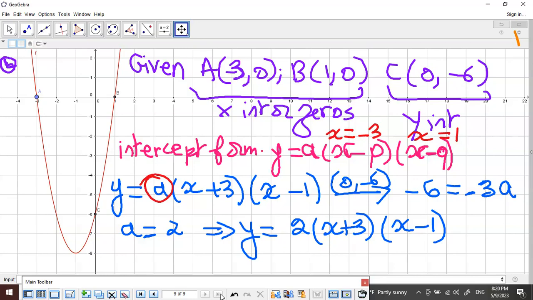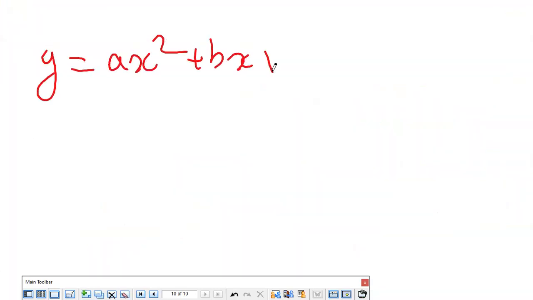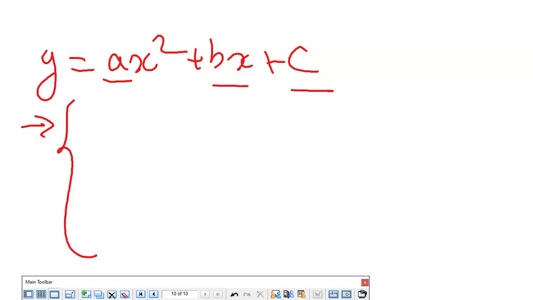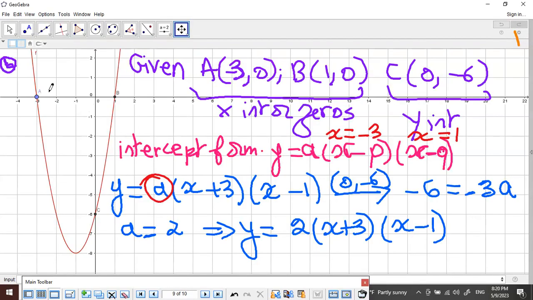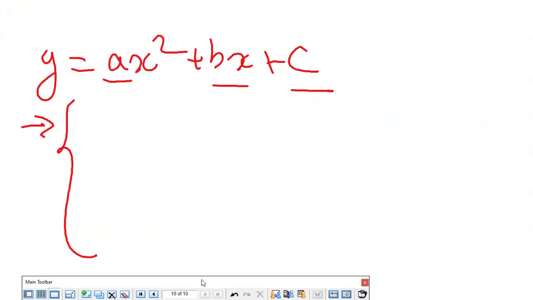Sure, you're going to tell me, Miss, I cannot use the standard form. Sure, I can use here y = ax² + bx + c, and I will have three unknowns, a, b, c. So I need a system of three equations. I will replace by the points that are given, and in the end I will be able to find the equation, but it will be in standard form. It also works, and you're going to have a system of three equations with three unknowns.